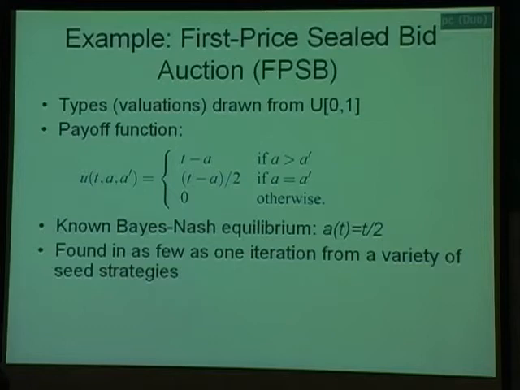So this game has a well-known equilibrium of shading your bid down by the number of players. So in the two-player case, bid one-half your valuation. That's the unique symmetric Nash equilibrium strategy. And my algorithm finds that equilibrium by computing iterated best responses from most seed strategies. For example, the best response to truthful bidding, where you just bid your valuation, is in fact this Nash equilibrium.